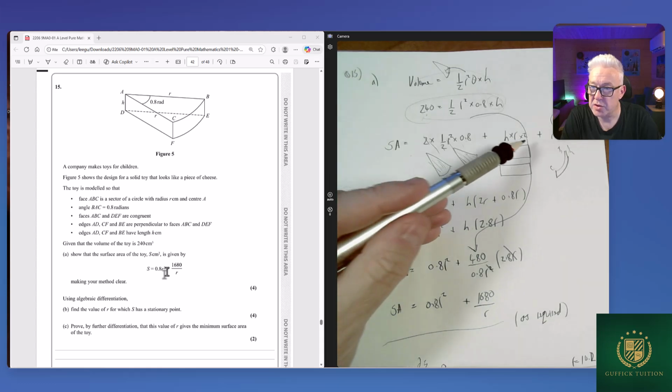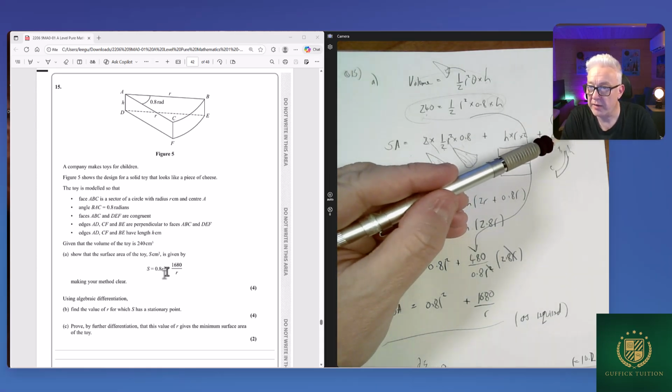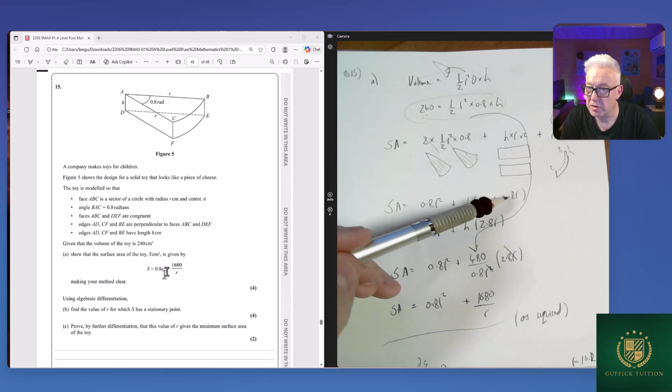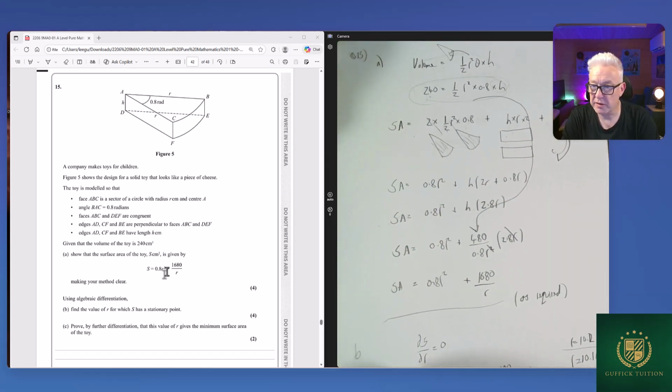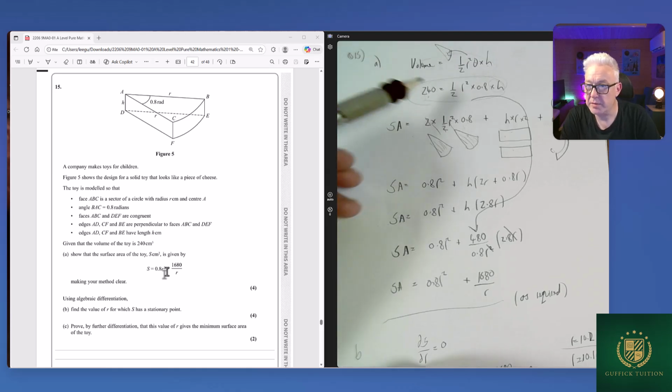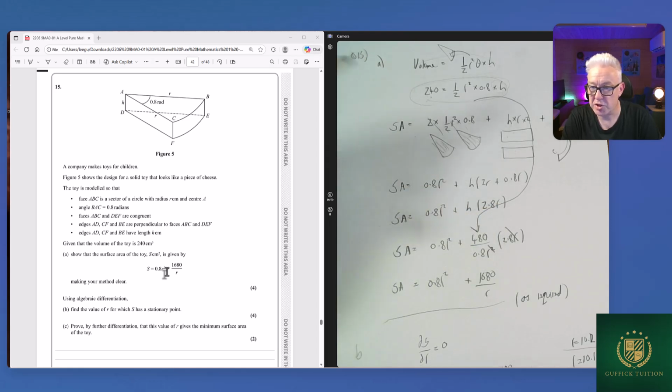And then we have 2r times h, and we have 0.8 times r times h. So that's where the expression for the surface area came from. And then we simply rearrange this one, because this is the one that they gave us the volume for, and subbed it in to get the expression that we need.